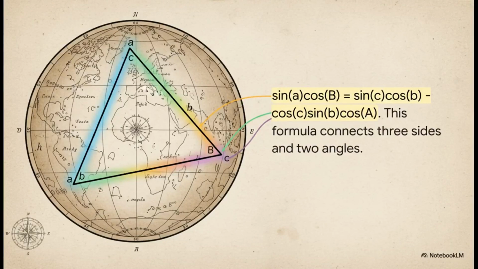From the law of cosines, we can derive other really powerful relationships. This one is often called the five-element formula. Now, its utility comes from the fact that it connects three sides and two angles all in one single equation. And that can be incredibly useful for solving problems where you have that specific mix of knowns and unknowns.